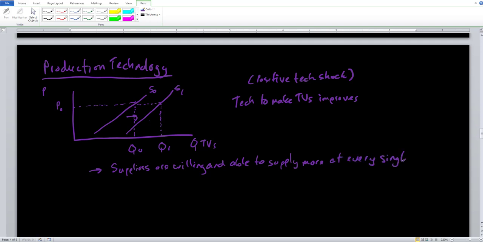And of course, just for completion, if we wanted to do the opposite case, if we had a negative tech shock, so what happens if the tech for televisions deteriorates, then we shift our supply curve over to the left.